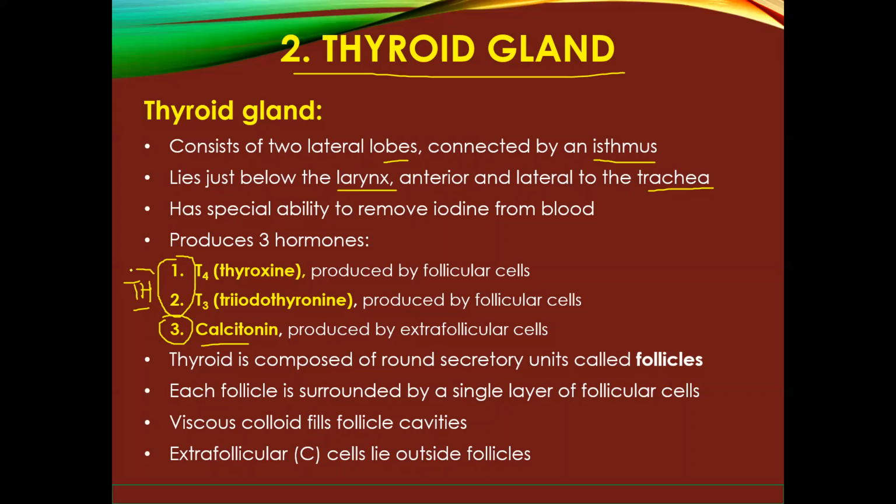What is the thyroid hormone's action? The action is increasing metabolic rate, the basal metabolic rate of our cells. So the target for TH will be all cells in our body. Calcitonin's main function is to decrease the calcium concentration in the blood. Okay, so decrease calcium in the blood.